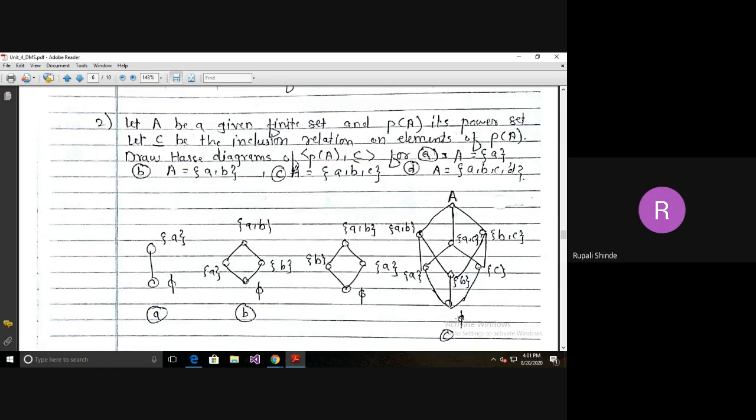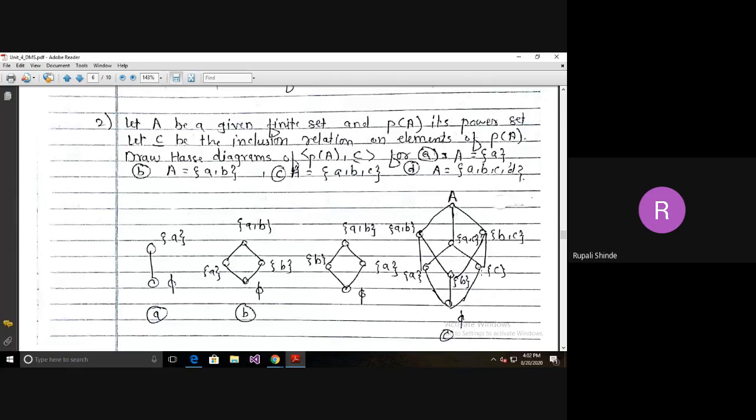So the first element is phi, which is represented here by this circle. Now we have seen that phi is a subset of every set. That's why for sets A, B, C, we have drawn a direct line to phi, because phi is a subset of all these three sets.